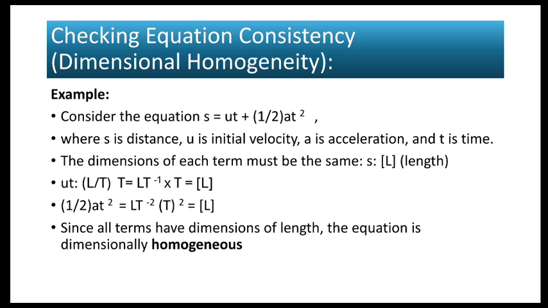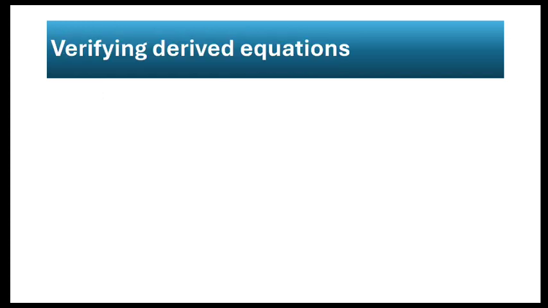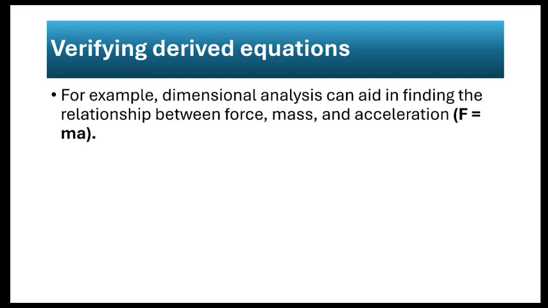It's very important. If any equation has multiple quantities, check whether they have the same dimensional formula or different. If they have the same dimension formula, it is called dimensionally homogeneous. The next application is verifying derived equations. Let me go with an example. We have F equals ma, so F equals m times a. We need to verify whether this derived equation is consistent or not.